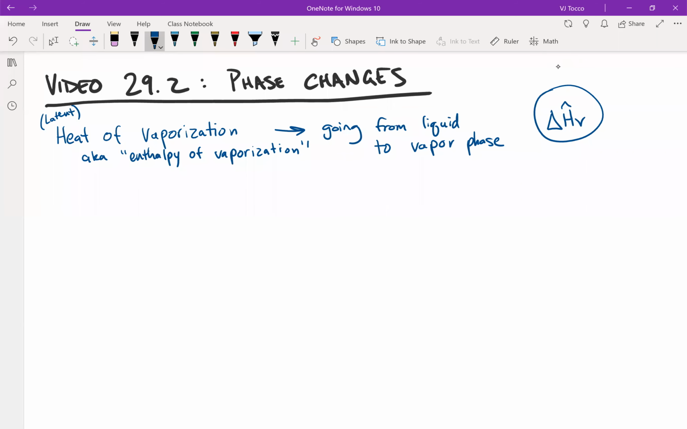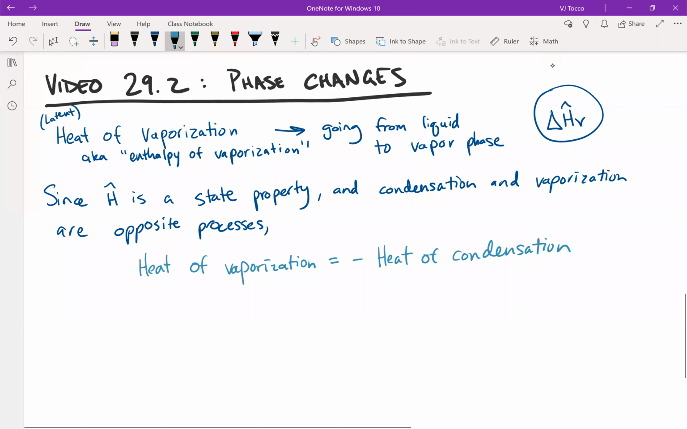Before I discuss that further, I just want to make a note that we have seen the heat of vaporization before. Remember, in the Clausius-Clapeyron equation, we use this term. This delta H hat sub V is the enthalpy of vaporization, or the heat of vaporization. Enthalpy is a state property, and therefore the forward process and the reverse process can be treated as such. So the heat of vaporization is the negative of the heat of condensation.